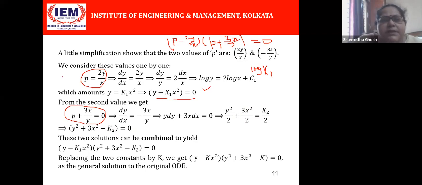So we have obtained the solutions to the two first degree equations, two linear equations rather, and now the combined solution to the original second degree equation is just the product of these two solutions. So y minus k1 x squared times y squared plus 3x squared minus k2 equal to 0. But now it's not over because we still have two constants, and the solution should contain one arbitrary constant. So we will use just one, and the final solution will be y minus kx squared times y squared plus 3x squared minus k equal to 0, which now represents the general solution to the original equation.